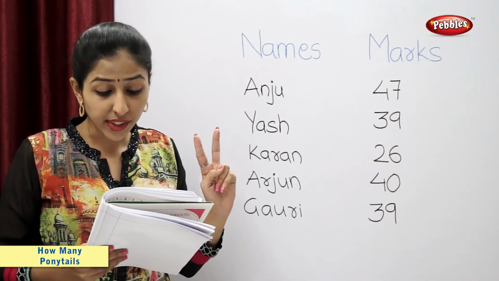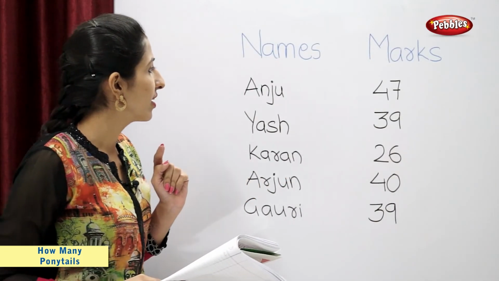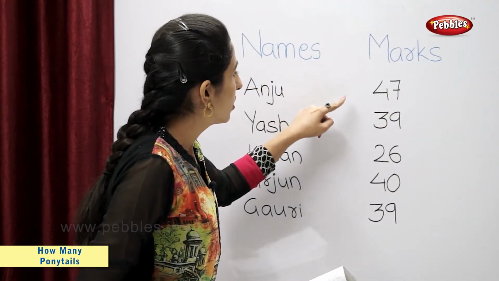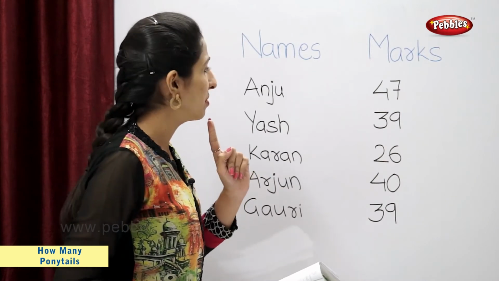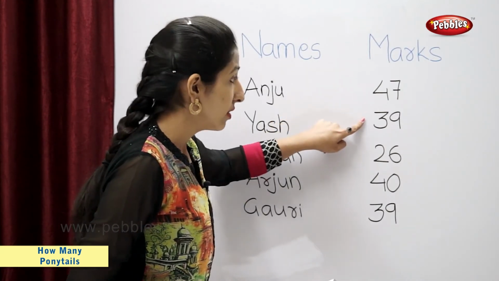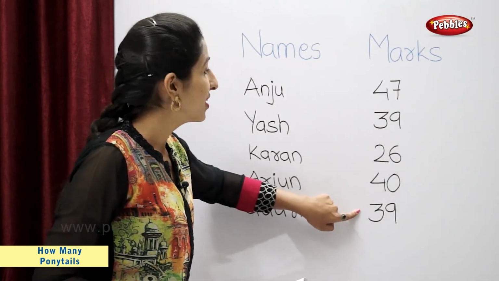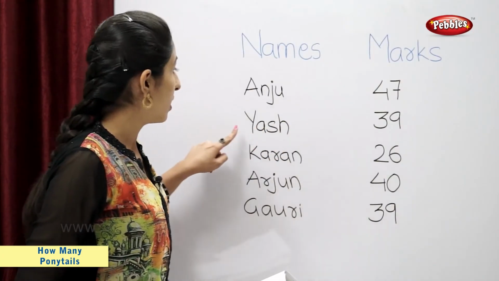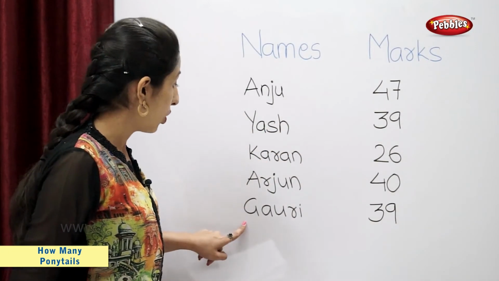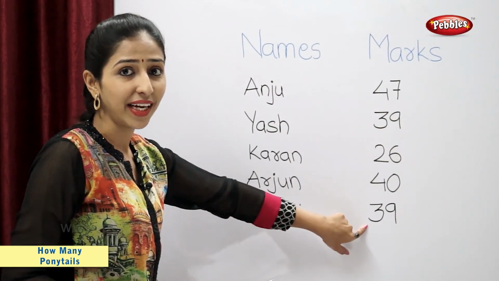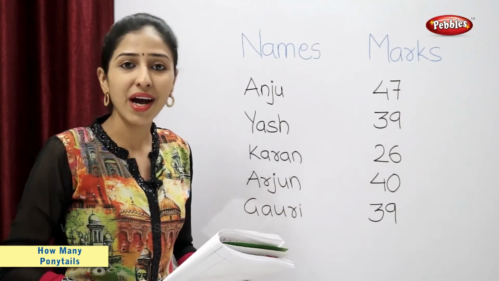Which two students got same marks? Let's find this out. 47 only one time. 39. 39. So, Yash scored 39 marks and Gauri also scored 39 marks. So, there are two students who scored same marks.